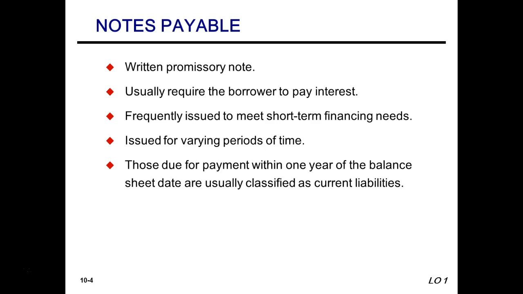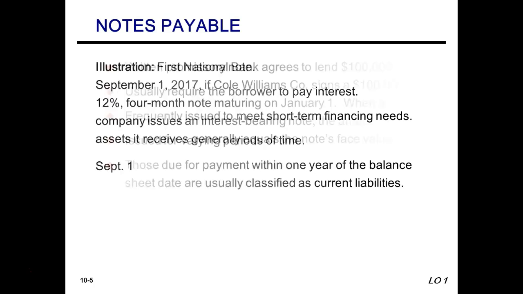The distinguishing factor between a note payable and accounts payable is that a note payable is a written promissory note, and it usually requires the borrower to pay interest. It is frequently issued to meet short-term financing needs, and issued for varying periods of time from 3 months to 2 years, 3 years or more. Those due for payment within 1 year of the balance sheet date are classified as current liabilities.